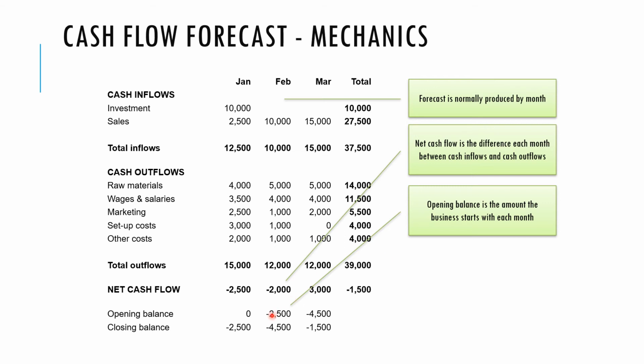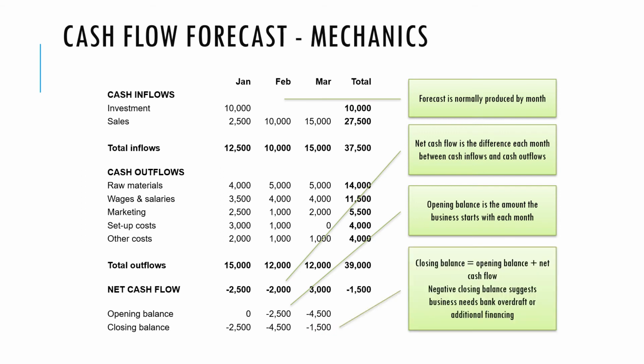So if the business starts here at the beginning of February with minus £2,500, and during February the net cash flow is minus £2,000, then the closing balance will be minus £4,500 at the end of February. If at the end of February they have minus £4,500, at the start of March they will begin with minus £4,500. Here the net cash flow for March is positive, which brings us up to minus £1,500. So again, the closing balance is always the opening balance plus the net cash flow. So it's important you have these formulas down, the opening balance and the closing balance, in your notes.